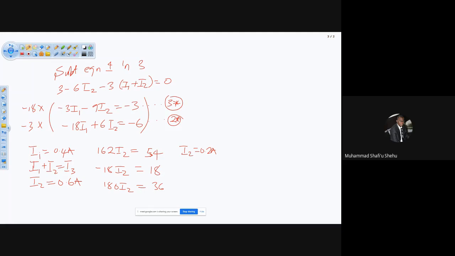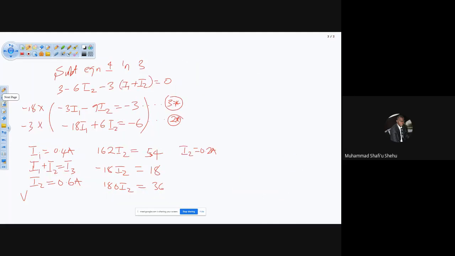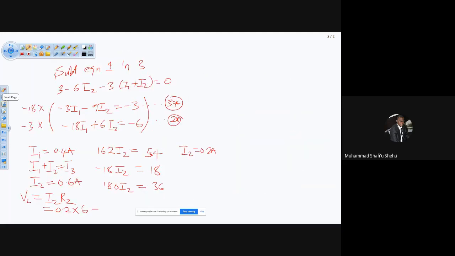And the next question is to find the voltage flowing through the 6 ohm resistor, which is the same as I2. So V2 is going to be I2 times R2. Our I2 was found to be 0.2, we multiplied by R2, which is 6 ohm, and we're going to arrive at a value of 1.2 volts.